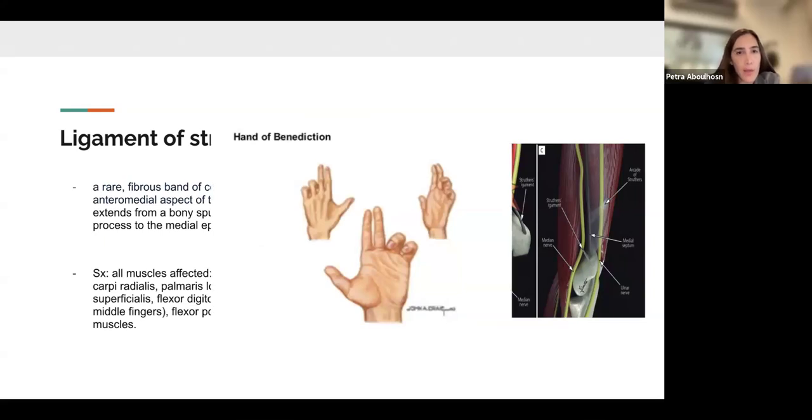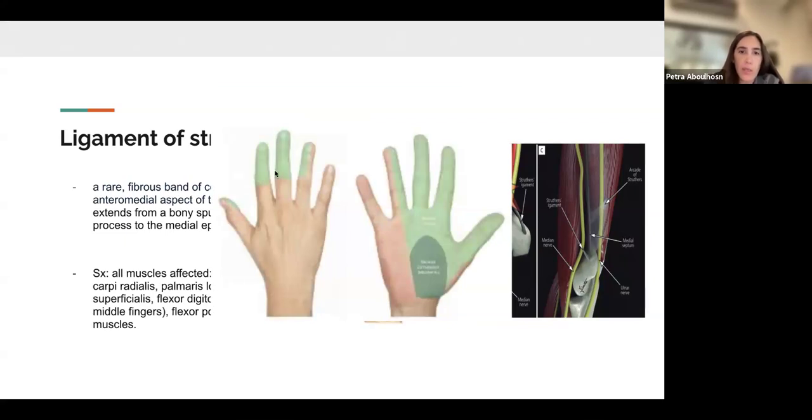And this is called the hand of benediction when you have a problem with FDS and FDP, so you're unable to flex your first digits. It's similar to the ulnar claw, but they're different depending on what you ask them to do, flexing or extending.